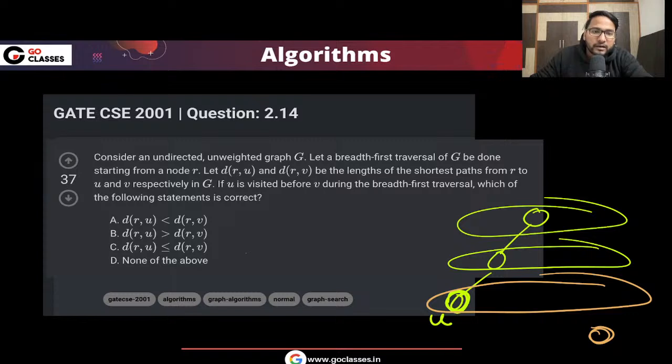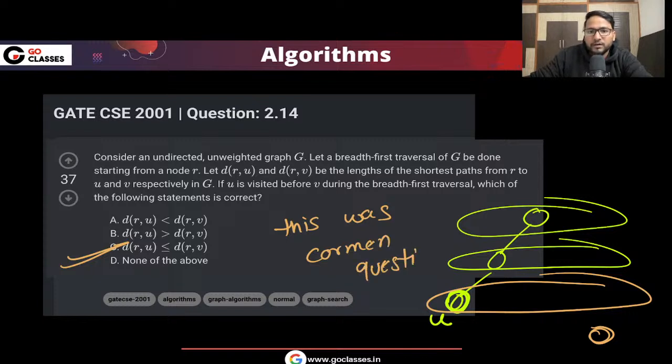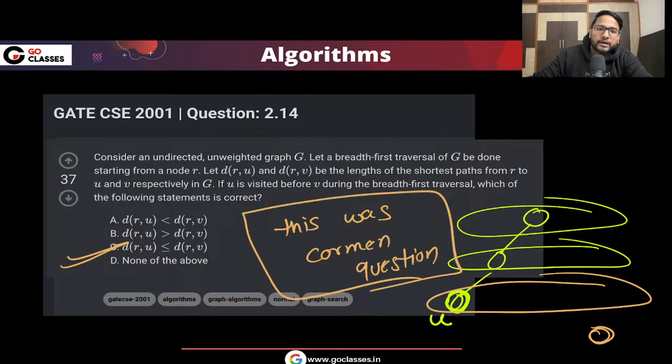It need not be strictly greater, right? And it cannot be lesser also. So basically what is the answer? Tell me. Answer is C, right? So this was a Cormen question by the way, and we have definitely solved it.